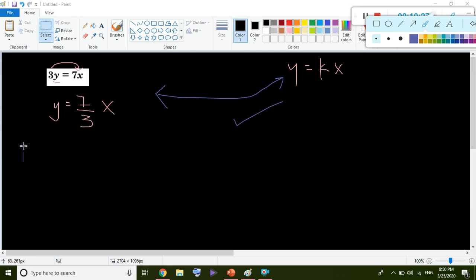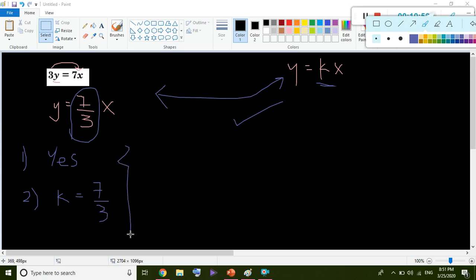So now this means that y varies directly with x. So the first thing we got here is yes, y varies directly with x. And the second thing they're asking for, what's the constant of variation? We said the constant of variation is k. So here, what's k? It's 7 over 3. So k equals 7 over 3. Now these are the answers that we got here. Let's check them together.